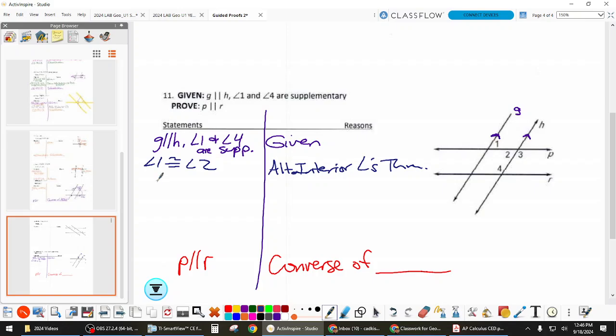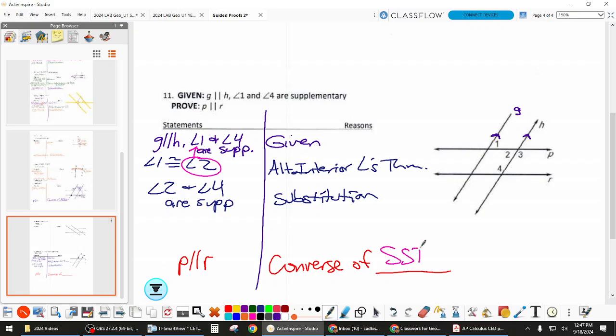SSIAP. If you did this, angle 2 and angle 4 are supplementary because of substitution. Again, the substitution that we did was just take this 2 and stick it right there. Because 1 is 2, so I can plug 1 in for 2. I can substitute 1 in for 2. And then this becomes same side interior angles postulate. And we're done. Okay, that's the short version. So, 4 lines.